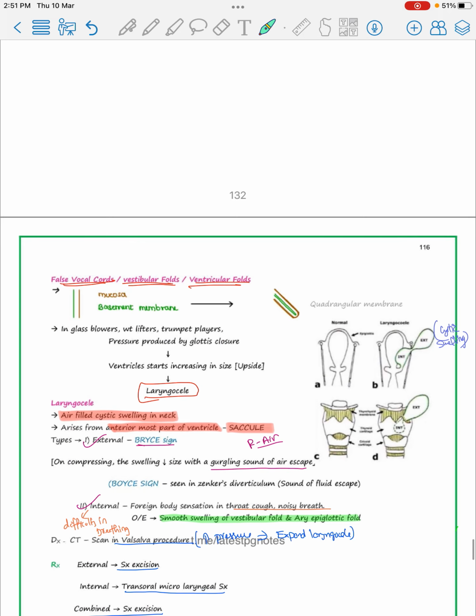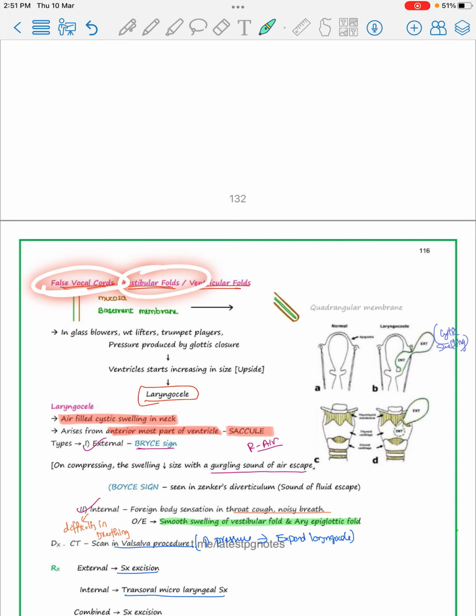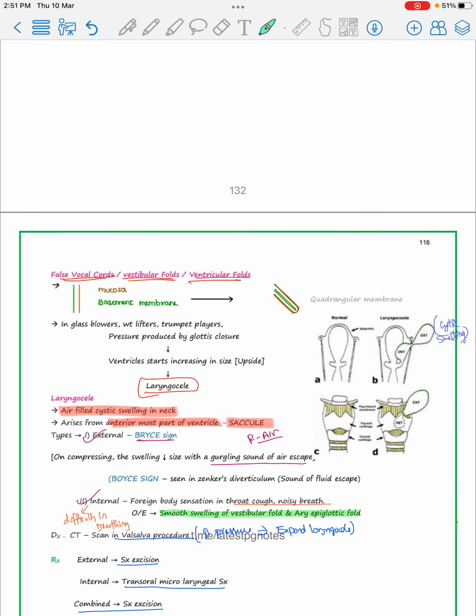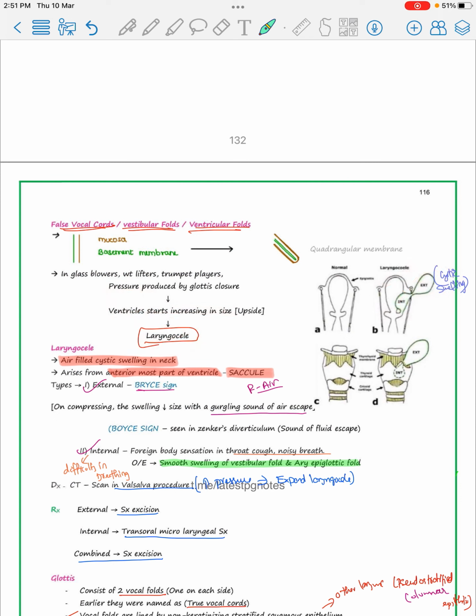Let's go into the next. The false vocal cord or ventricular fold is formed by basement membrane and mucosa. This basement membrane is nothing but the quadrangular membrane. Okay, in glass blowers, weightlifters and trumpet players, increased pressure will be on this false ventricle, and the ventricle is a true space. So the pressure starts increasing the size of the ventricle, so it causes laryngocele. It may be internal or external. If it is external, you need to do external surgery, or if internal, you can do the surgery internally.